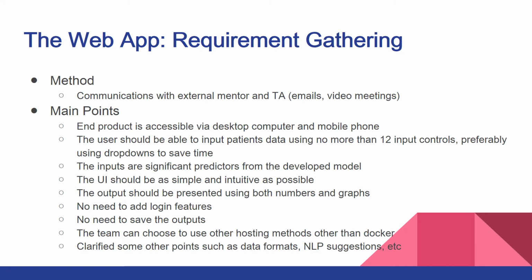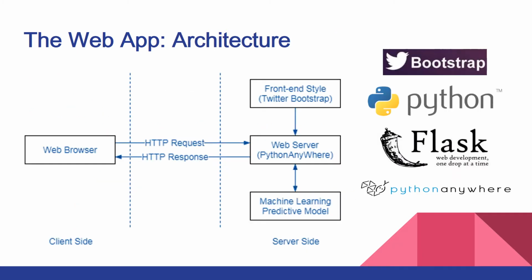Okay, so now we have the machine learning model, and then we can make a web app that incorporates the model. First of all, we gathered requirements from our TA and external mentor, who is also the potential user of this product. As you can see here, the main requirements are well documented and listed as follows. The web app uses a typical browser-server architecture. For the backend, we use Python and Flask to code the model and the server, and use PythonAnywhere, a commonly used commercial solution, to host the model and the service.